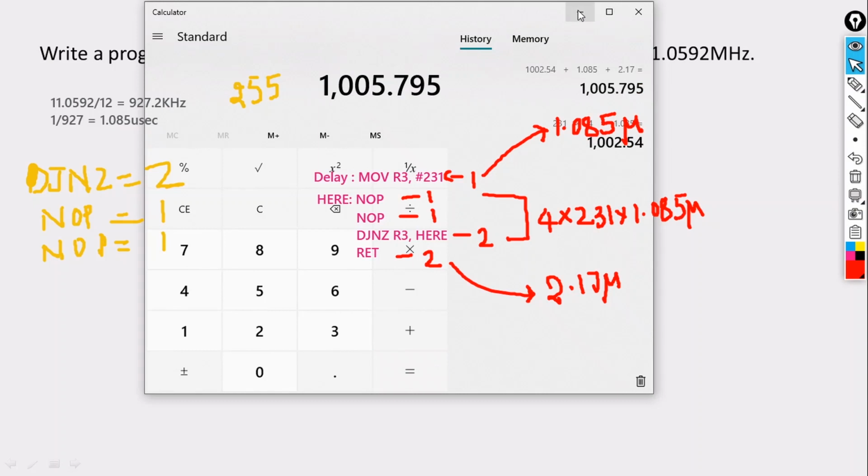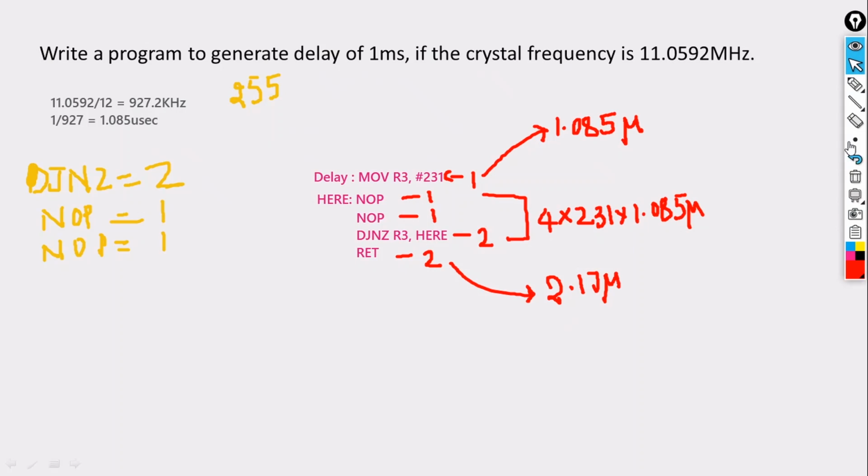The value I'm getting here is 1005.7, or 1006 microsecond. If you convert that into milli, it is going to be 1.006 millisecond. So I'll be getting 1 millisecond. This says that the program we have written is correct.